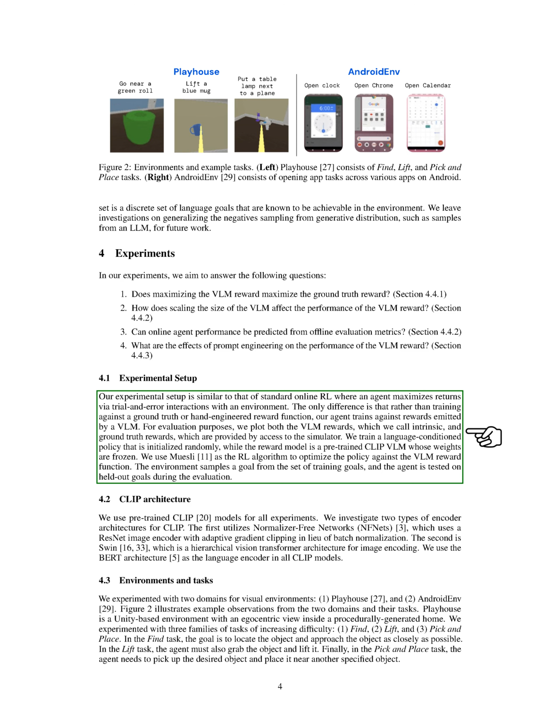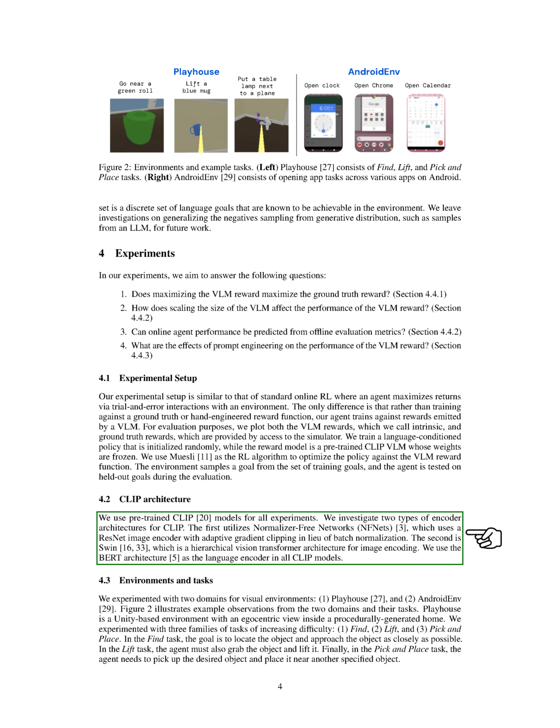We use Muesli as the RL algorithm to optimize the policy against the VLM reward function. The environment samples a goal from the set of training goals, and the agent is tested on held-out goals during the evaluation. We use pre-trained CLIP models for all experiments. We investigate two types of encoder architectures for CLIP. The first uses normalizer-free networks, NFNets, which use a ResNet image encoder with adaptive gradient clipping instead of batch normalization. The second is SWIN, which is a hierarchical vision transformer architecture for image encoding. We use the BERT architecture as the language encoder in all CLIP models.